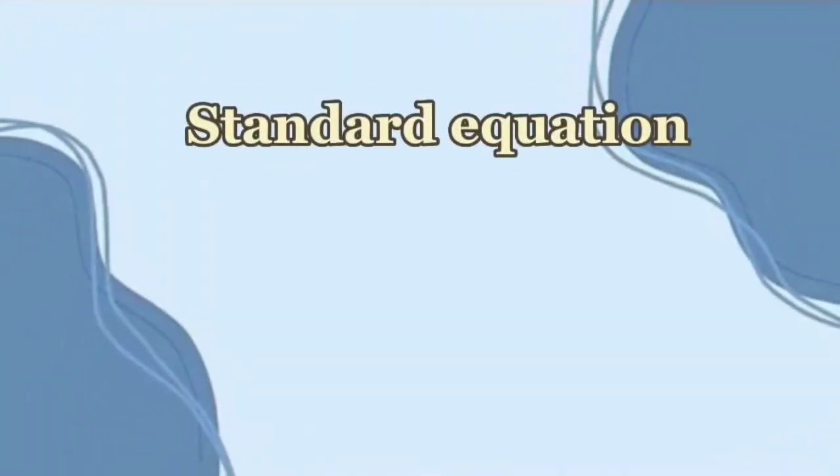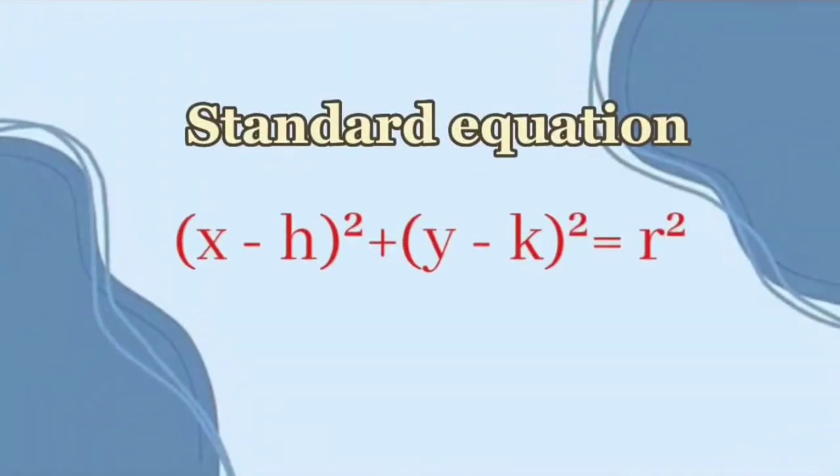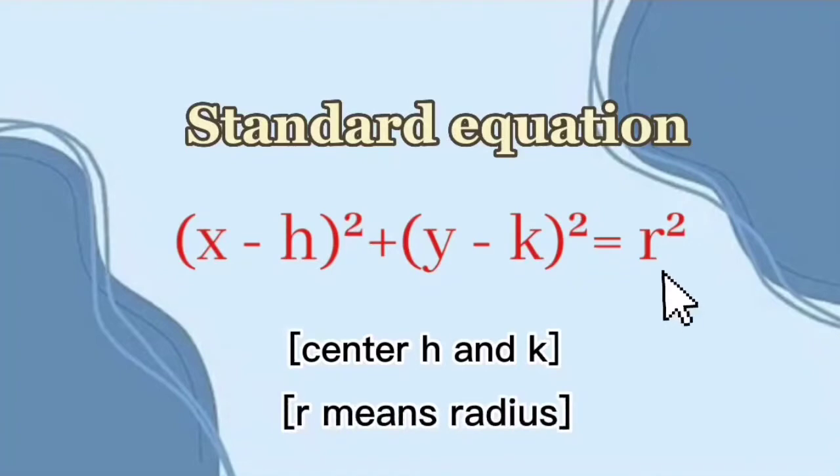Now for the standard equation of a circle. It is x minus h squared plus y minus k squared equals r squared. Be reminded that the standard equation that we will be using has its center as h and k. Also means that it is not in the origin, and r from the r squared means radius.